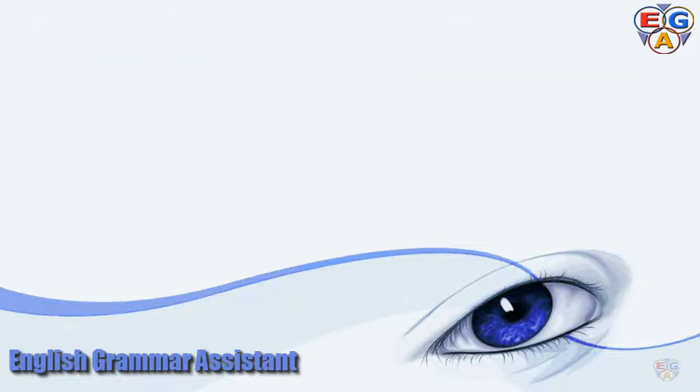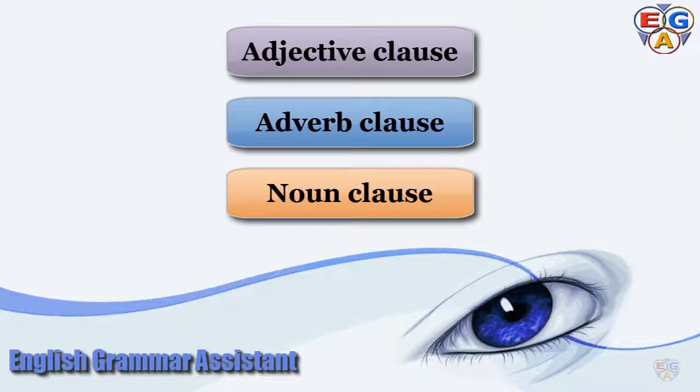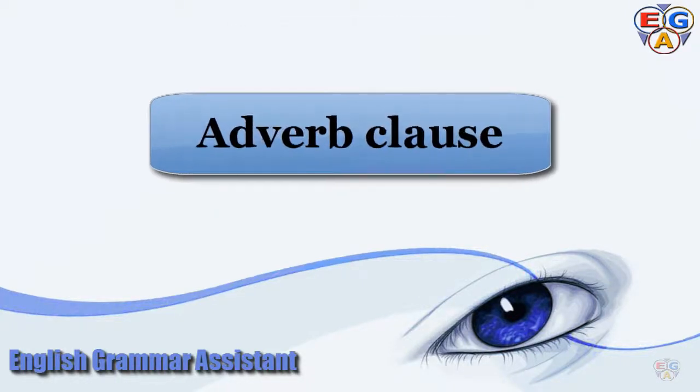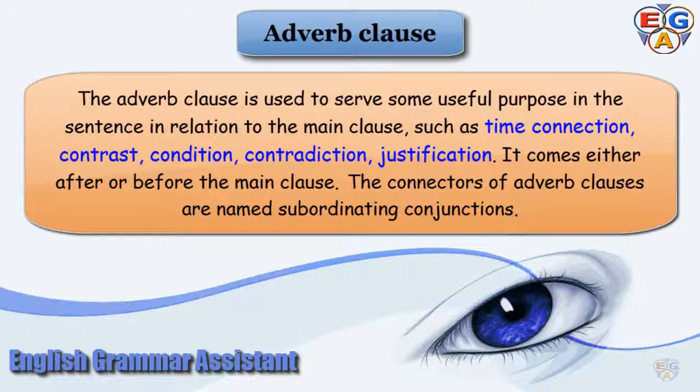There are three types of subordinate clauses. The adjective clause, the adverb clause, which is the subject of this video, and the noun clause. The adverb clause is used to serve some useful purpose in the sentence in relation to the main clause, such as time, connection, contrast, condition, contradiction, justification. It comes either after or before the main clause. The connectors of adverb clauses are named subordinating conjunctions.